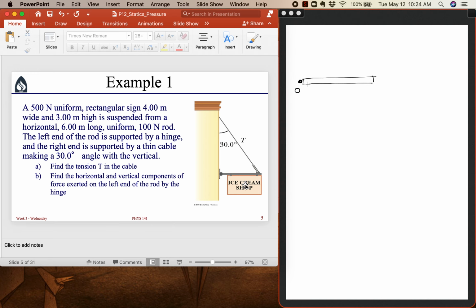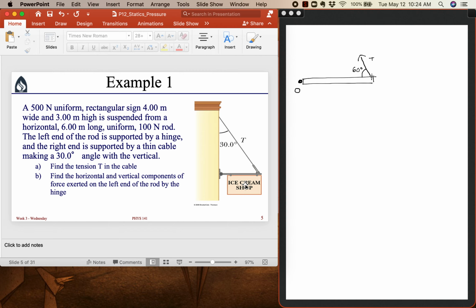So if I think about the other forces that are acting on my rod, there's going to be this tension force from the cable, and the tension force is exerted at a 60-degree angle. So we can see that there's a 30-degree angle at the top of the cable. The cable makes a triangle, and so since the top is 30 degrees, the other angle must be 60 degrees, since those two angles have to add up to 90 degrees.